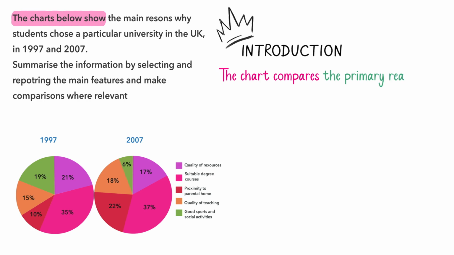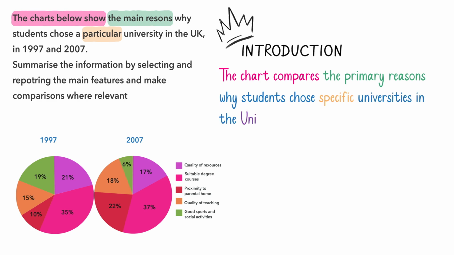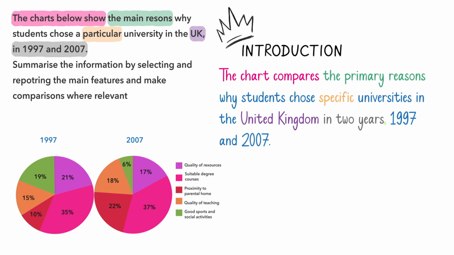the primary reasons. So instead of the main reasons, I've written the primary reasons, all right? Why students chose a particular university? Instead of particular, we can write specific. Why students chose specific universities in the United Kingdom. Instead of the UK, I write the United Kingdom. And instead of in 1997 and 2007, I write in 2 years, 1997 and 2007. All right, that is our introduction.